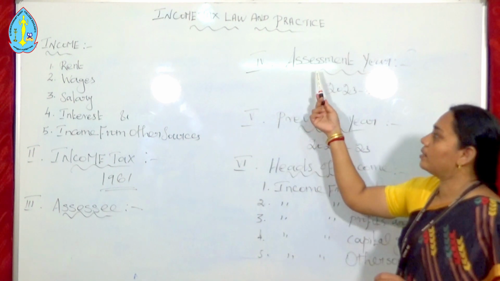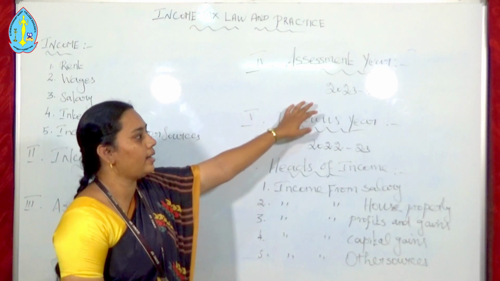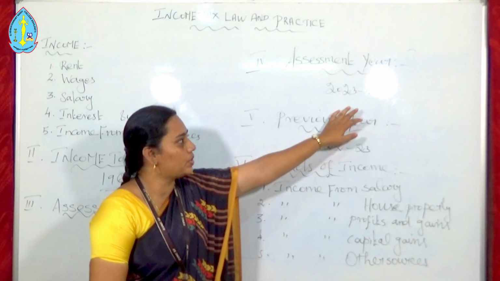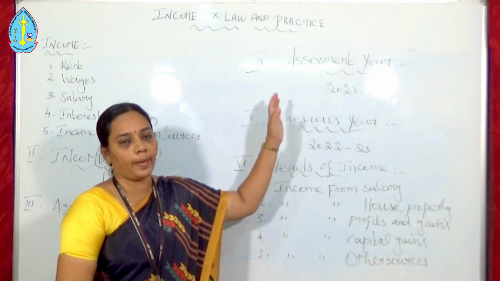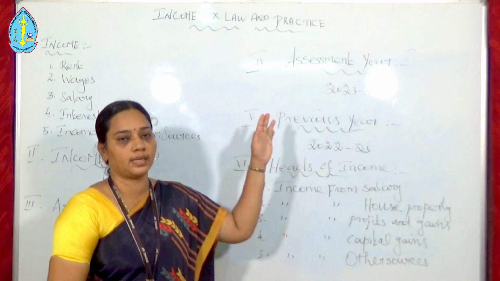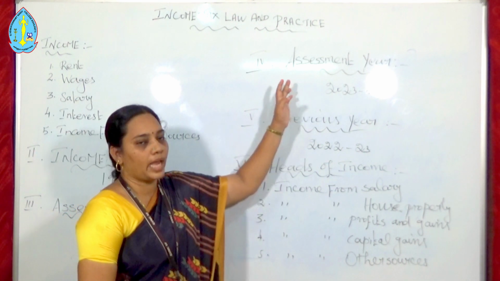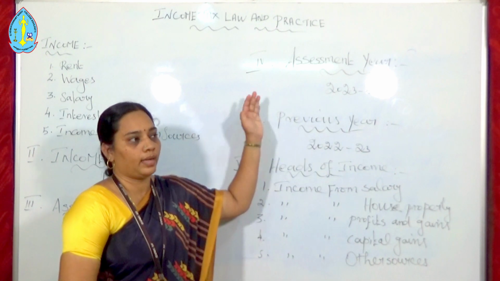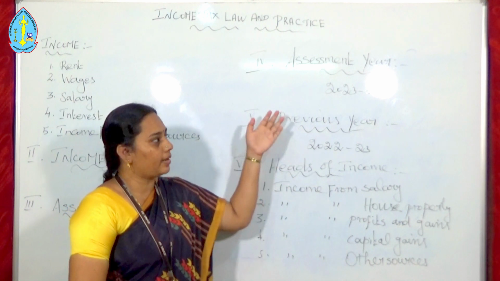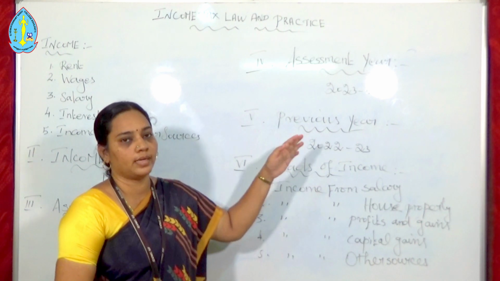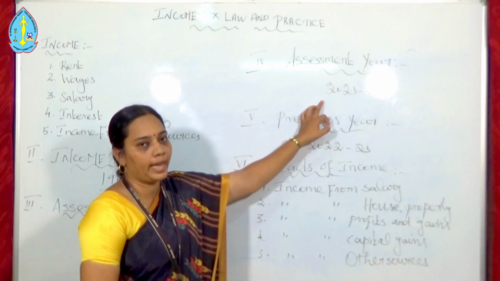Then fourth one is what is meant by assessment year. Okay, assessment year means current year. Current year means 2023-24. Okay, the assessment year means the period starting from April 1st to March 31st. So every income tax is calculated in the period April 1st to March 31st. Okay. The calendar year means January 1 to December 31st, but income tax is always calculated under the period April 1st to March 31st, that is the financial year. Okay, assessment year is 2023-24.